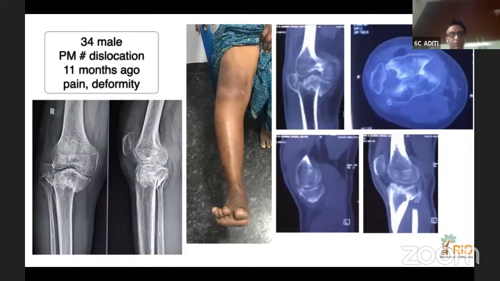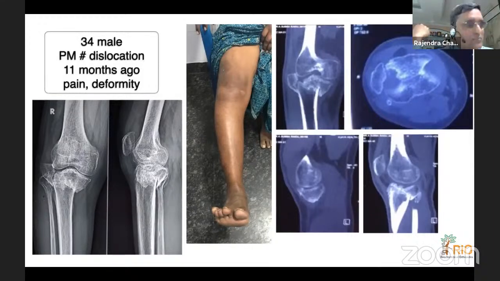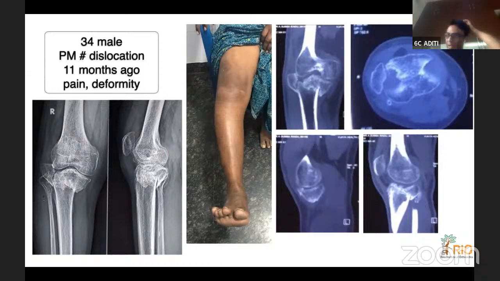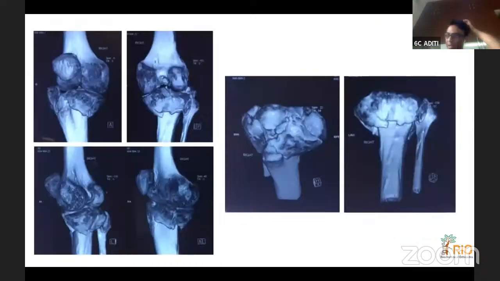So this is a complex malunion in a 34-year-old. He had a posterior fracture dislocation type of injury 11 months ago. He presented to us with pain, deformity, and this is the CT scan that he presented with. As you can see, he's got a huge posterocentral depression that the femur is articulating with right now, with the lateral condyle completely in a non-articulating position. And these are the 3D CT scans.